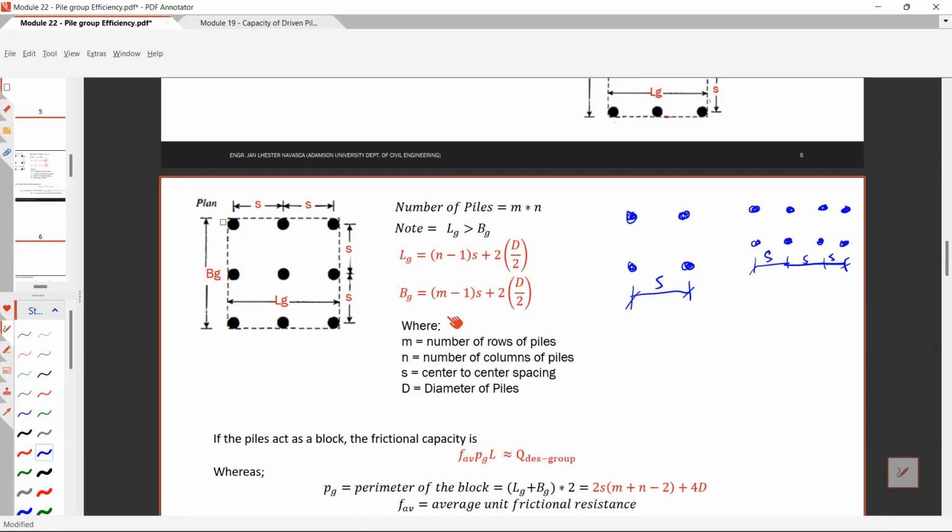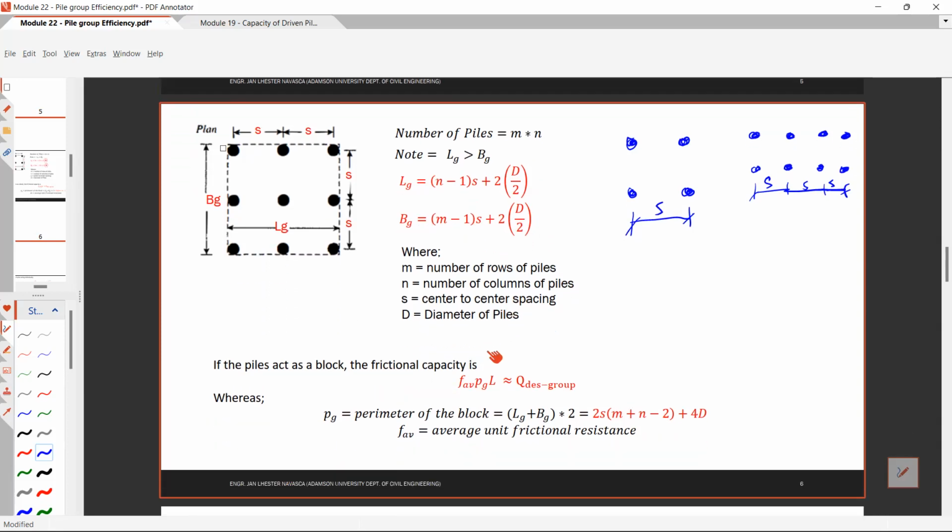Okay. The same case for B sub G, whereas this time M naman siya, which is the number of rows in piles, which is M minus 1 times S plus 2 times the half diameter para maging B sub G na siya. Okay, so therefore your LG is n minus 1 times S plus D, and your B sub G is M minus 1 times S plus D.